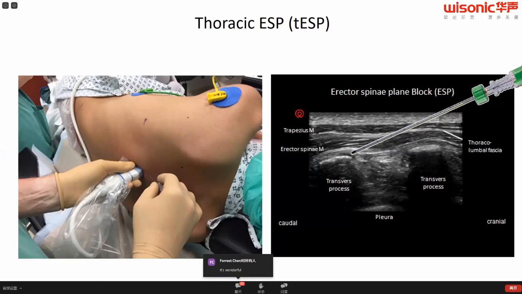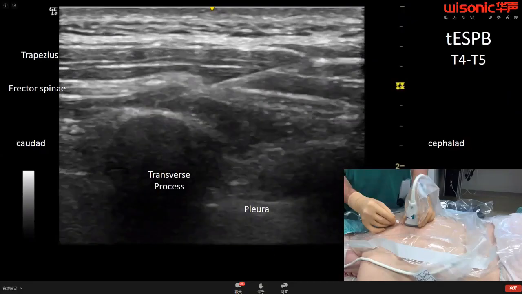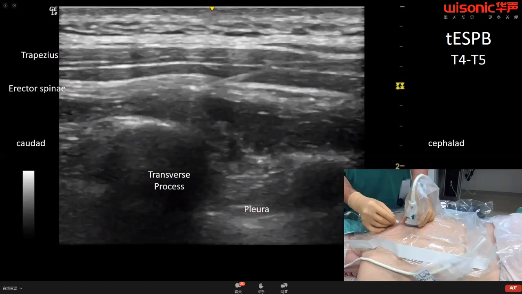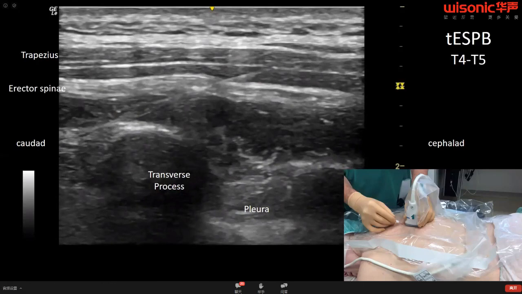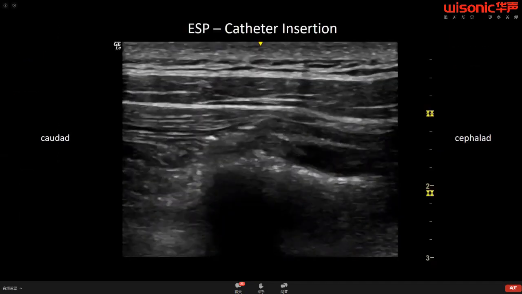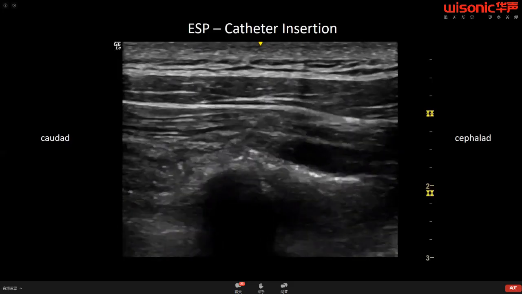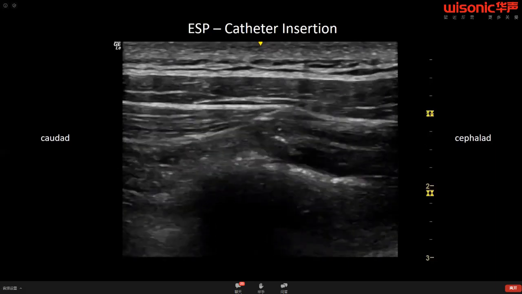On the right side, you see the ultrasound picture, and here you can see the video. You see the trapezius muscle, the erector spinae muscle, and the transverse process. The needle is advanced to the transverse process, and when you are in the correct plane, you can see the erector spinae is lifted off the transverse process. Catheter insertion is also very easy because you advance the catheter in plane and the insertion can be followed very nicely with the ultrasound.